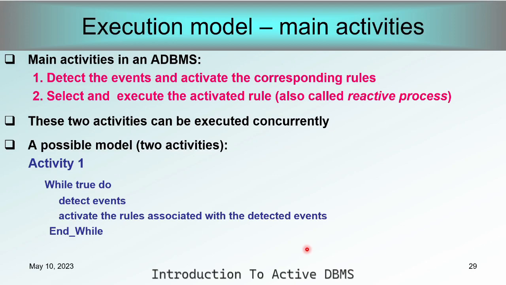So the main activities in an active DBMS are to detect an event and activate the corresponding rules. Then you can select and execute the activated rule, which is also called the active or reactive process. So these are the two activities which can be executed concurrently. The possible model is based on two activities, like, for example, while true, do: detect the event, activate the rule associated with the detected event, and end while.